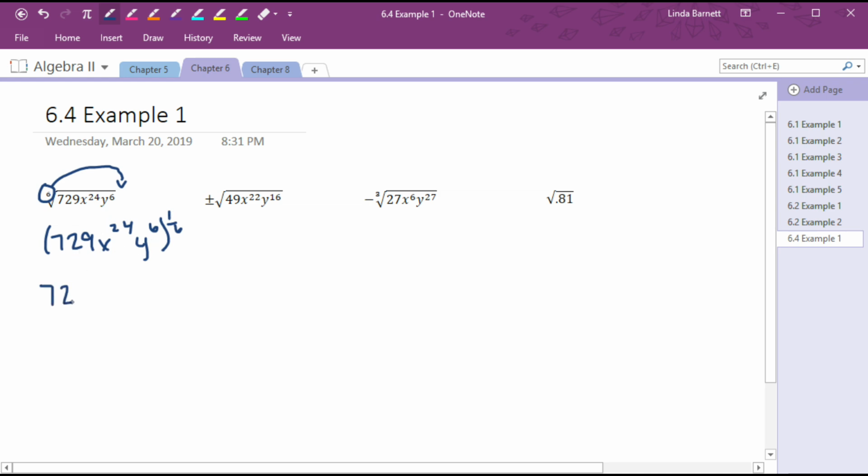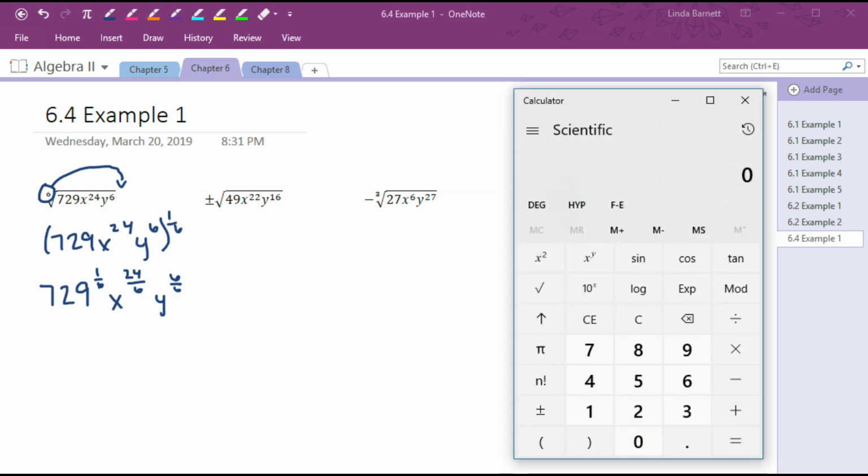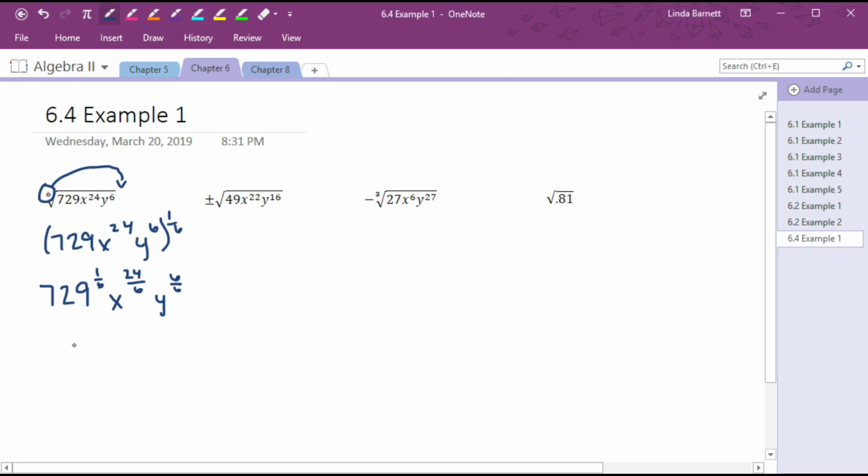So 729 to the power of 1/6, x to the 24th divided by 6, and y to the power of 6 divided by 6. I don't know what the 6th root of 729 is, so I'm going to figure it out with my calculator. I do 729 to the power of, I gotta have parentheses, 1 divided by 6, close parentheses, and press equal, and I got 3. So the 6th root of 729 is 3.